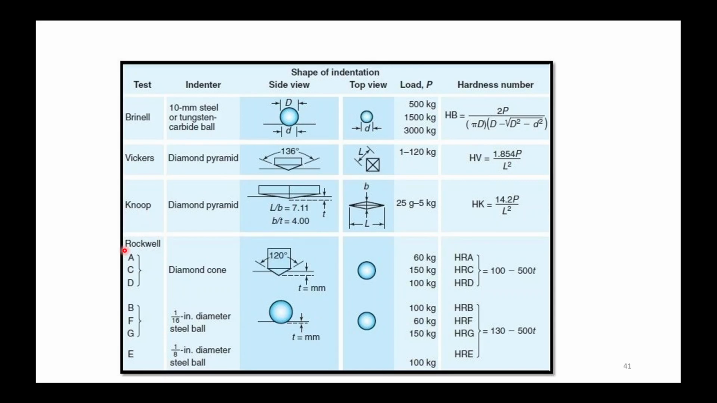For various industries, the Rockwell hardness test is used. Here various scales are there, like A, B, C, D, F, G. For A, C, D, a diamond cone indenter is used, which is also known as Brale indenter. Here the angle will be 120 degrees, and for B, F, G, these use a 1/16 inch diameter steel ball. The loads used can vary depending on scales, and two different types of formulas are used based on scales.